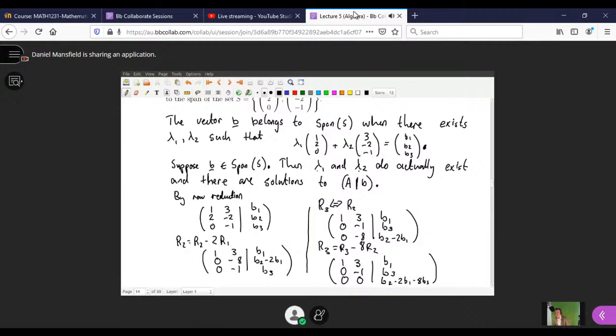Okay, how many solutions does my matrix have? At least one, 0 or 1, unique.